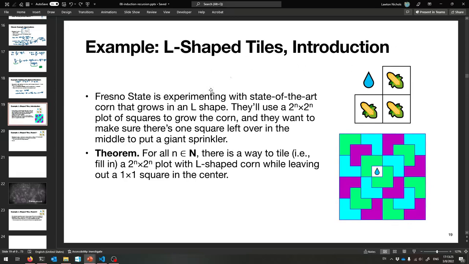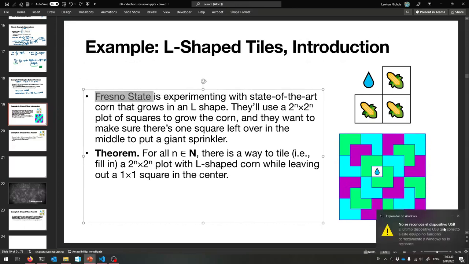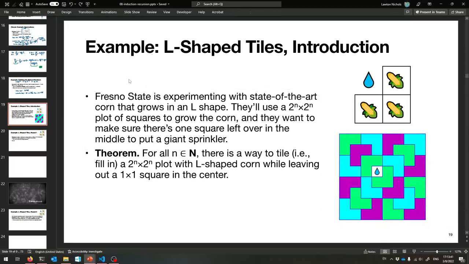It's a fun one. Okay, so it's about L-shaped tiles and drawing pretty pictures. So here is the problem, a problem that we would like to solve. Let's pretend that Fresno State, they got some mad scientist and he's experimenting with a really cool new type of corn that grows only in an L shape. So it could be a reversed L, not a problem. It just looks like this. That kind of shape.